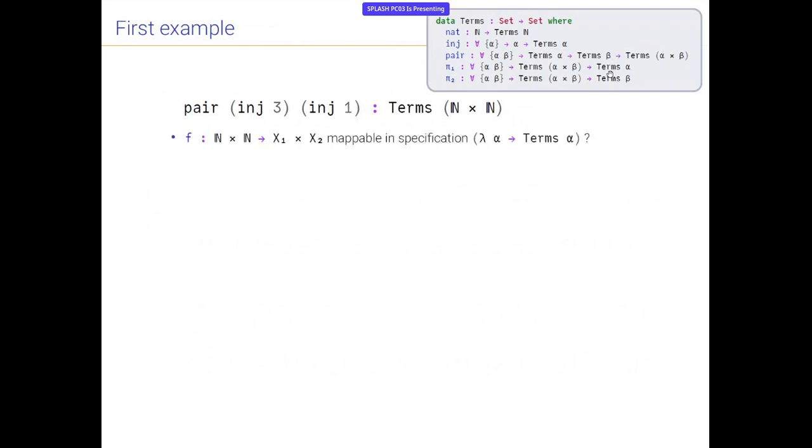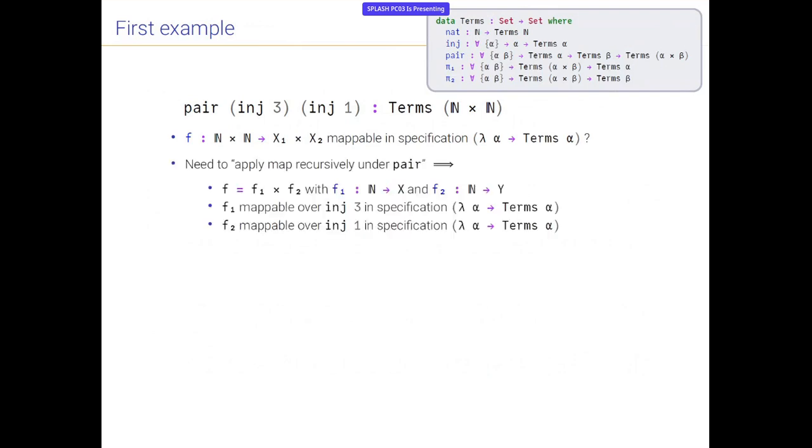So if I want to map a function of type n cross n to x1 cross x2 over this term, in the specification, just see this term as being in terms alpha for some alpha. Then I want to be able to recursively apply the map under the constructor pair. So what does it entail? Well, it entails the fact that from f, I want to be able to extract a function from n to x1 and a function from n to x2. So I need my f to be of the form f1 cross f2, with f1 and f2 being from n to x and n to y respectively.